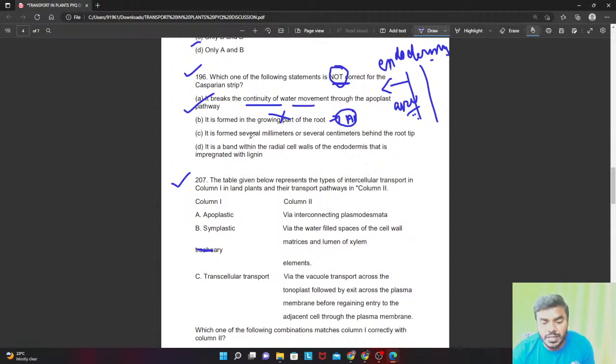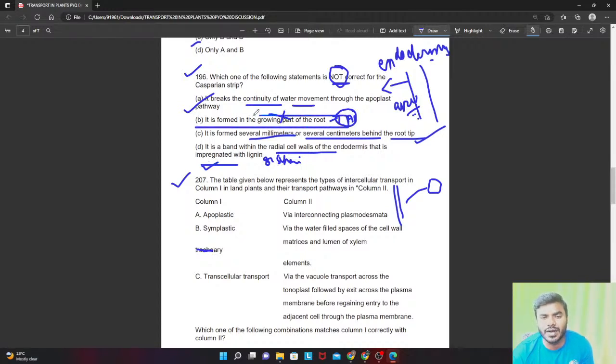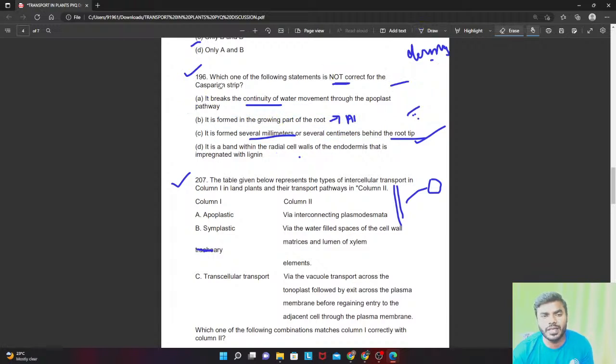Option C, it is formed several millimeters or several centimeters behind the root tip. Of course, correct now, friends? From the root tip, here the endodermis is present. So it's a very short distance actually. And it is the band within the radial cell walls of the endodermis that is impregnated with lignin as well as the suberin. Both will be present, both will block, right? Hence option D is also correct. Hence what will be the right answer? Option B will be the right answer. Very good. Simple question, option B.